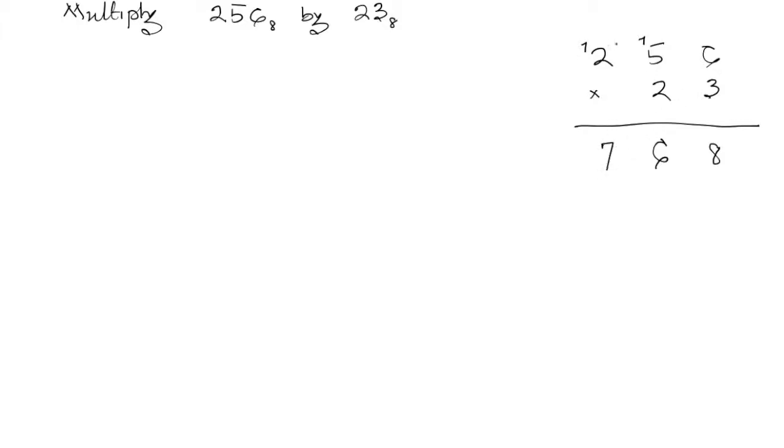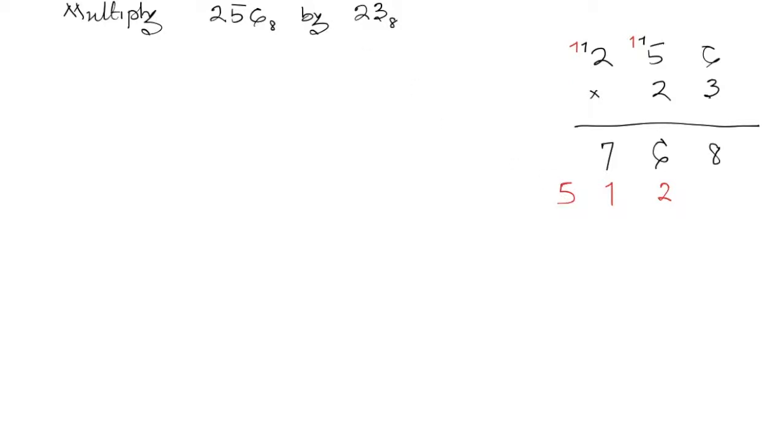No issues. And then for the second number here, we start writing our numbers directly beneath it. And 2 times 6 is 12. That's 2 here. We take our 1 up here. 2 times 5 is 10 plus 1. That's 11. 1. Take our 1 up here. 2 times 2 is 4 plus 1. That's 5. So that's this.